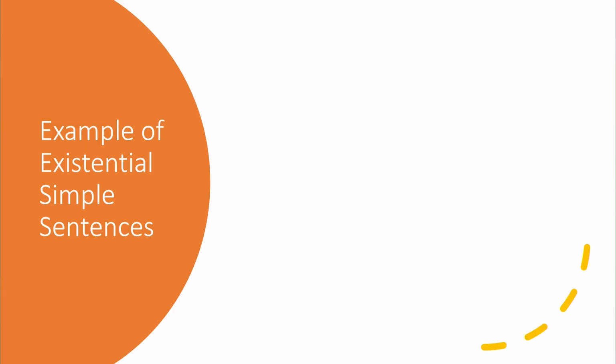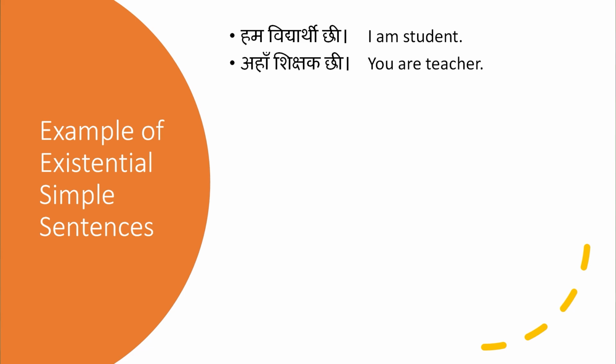So, let us look at some examples of existential simple sentences. So, when you say Hum Vidyarthi Chi, it is I am a student. Aha Shikshak Chi, you are teacher. Now, here aha is honorific. To Hamar Kakka Cha, you are my uncle.